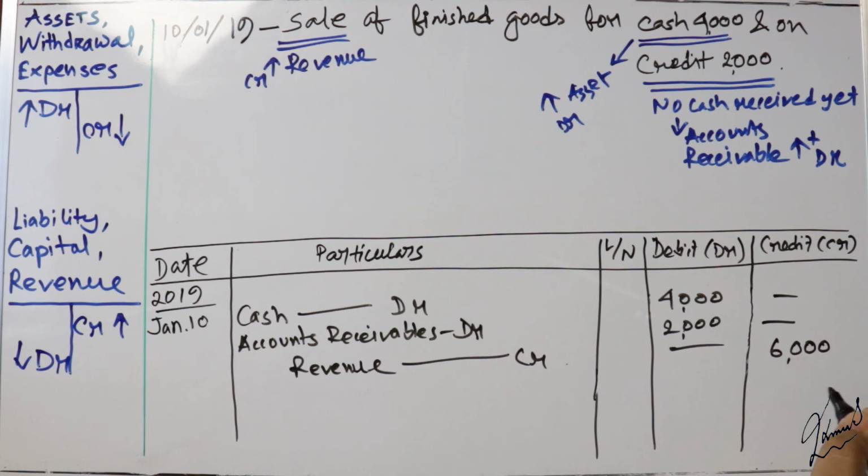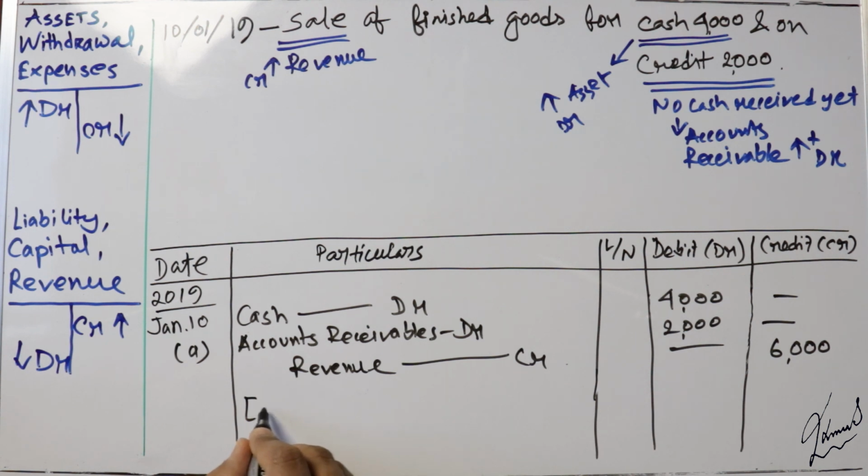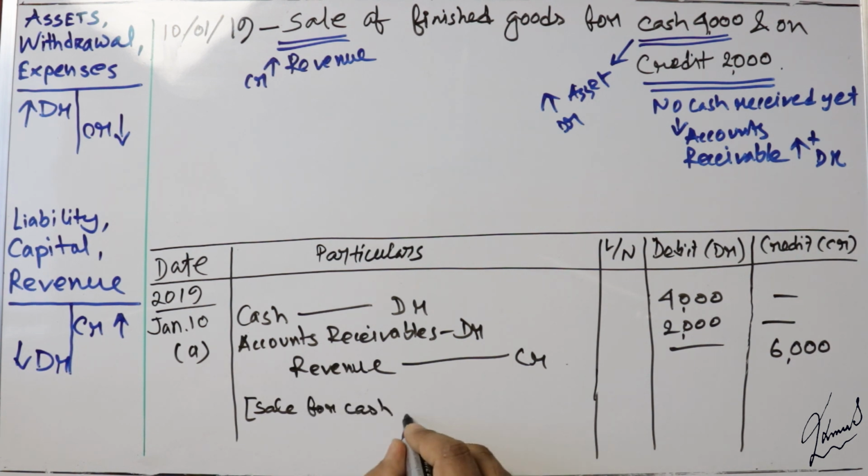So it was the first transaction. Write a short note: sale of goods for cash, or sale of finished goods for cash, or sale of inventories for cash. You can write any of these. I have used sale for cash and on credit, though I should have used sale of inventories or sale of goods for cash and on credit.